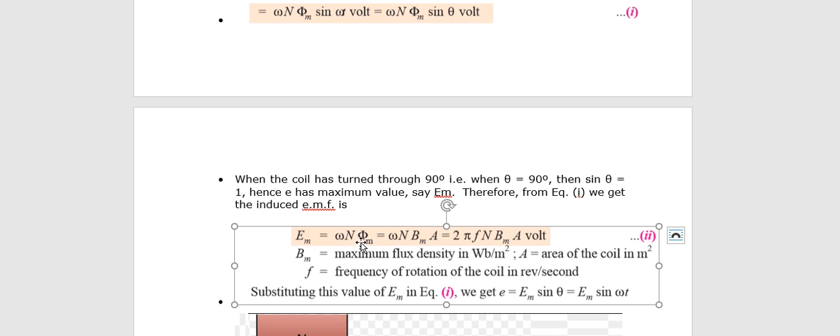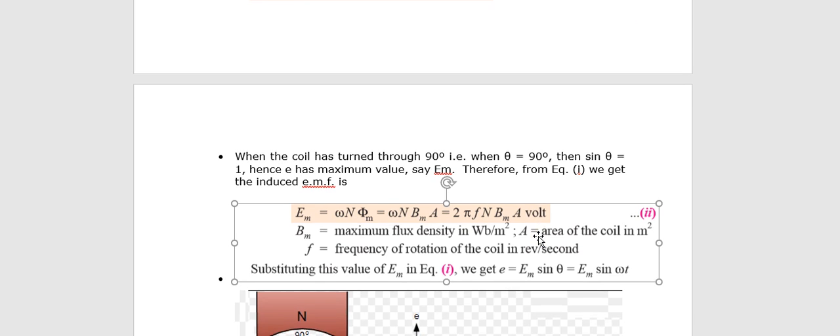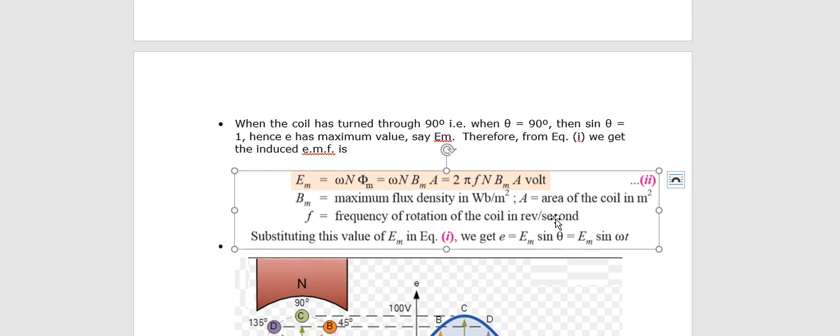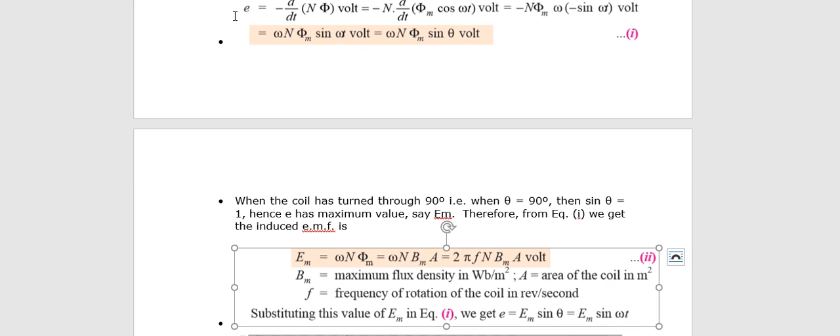So what is phi m? It is A into flux density Bm. Omega is 2 pi f. So Em equals 2 pi f n A Bm volt, where Bm is the maximum flux density, A is the area, and f is the frequency. You can rewrite the EMF equation as E equals E max into sin theta, or sin omega t.